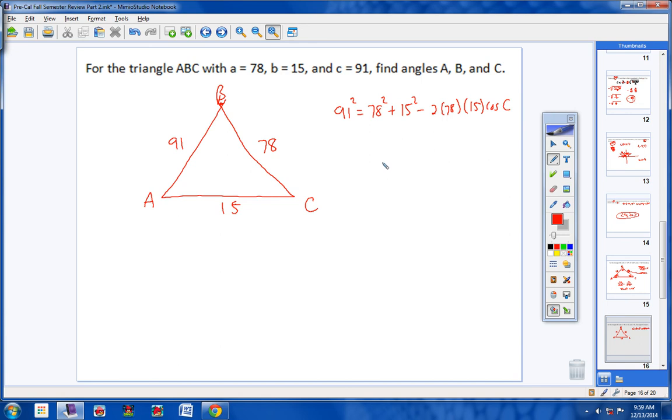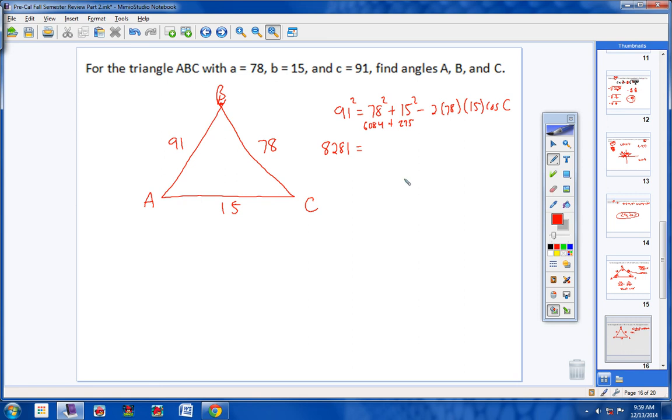This will be a little messy, but here we go. 91 squared is going to be 8,281 equals 78 squared is going to be 6,084. I'm going to put that right here. I'm going to save some space. Plus 15 squared, of course, is going to be 225. So I'm going to add those two together real quick.